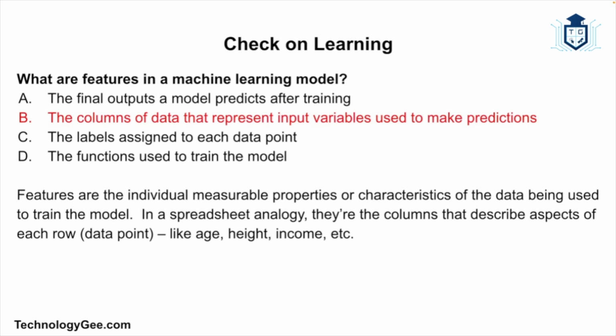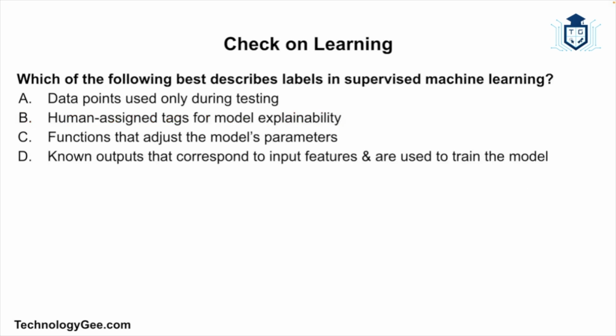In a spreadsheet analogy, they're the columns that describe aspects of each row or data point, like age, height, income, etc. Next question. Which of the following best describes labels in supervised machine learning? Is it data points that are used only during testing? Is it human assigned tags for model explainability? Is it functions that adjust the model's parameters? Or is it known outputs that correspond to input features and are used to train the model?